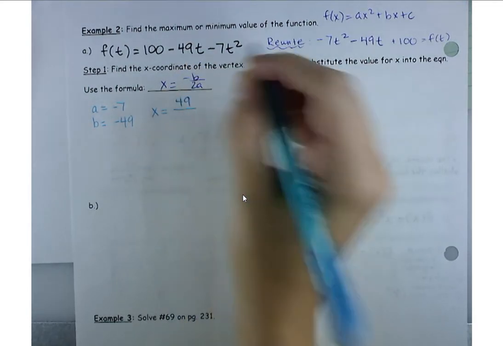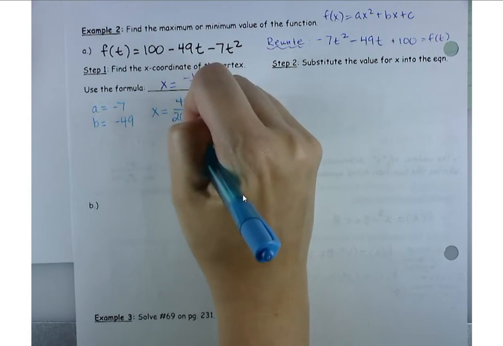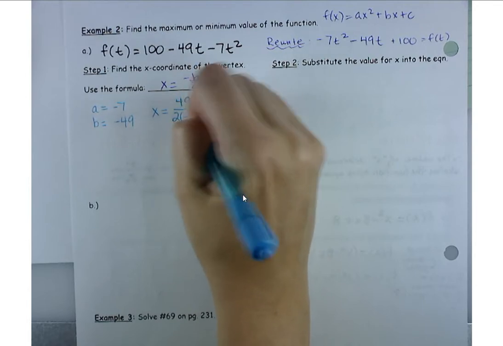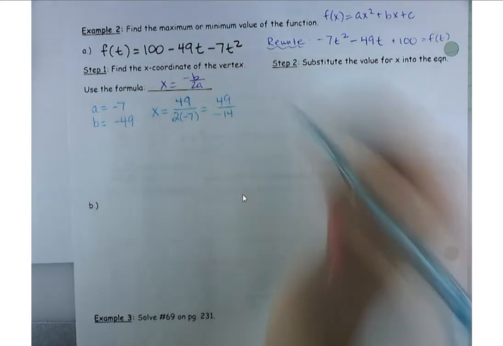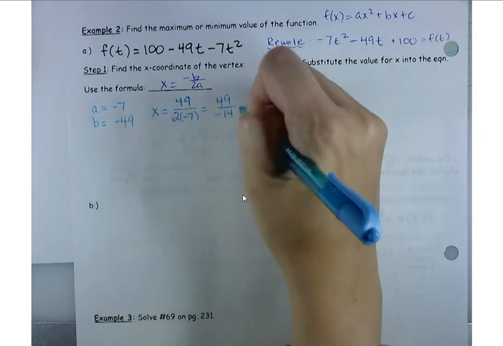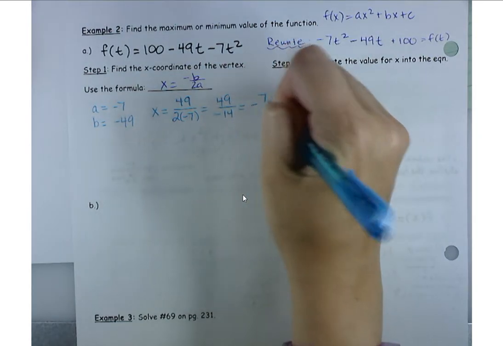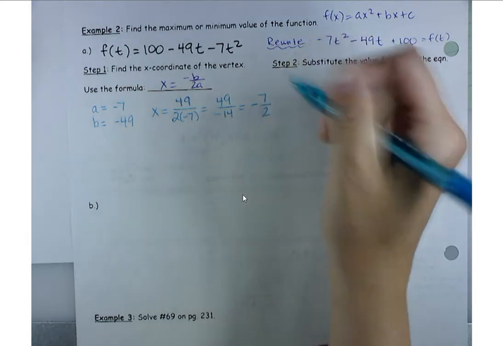Okay, and then Munir, what am I gonna have on the bottom? Negative 7. Close, 2 times negative 7. Yeah. Okay, so then I have 49 over negative 14. Can I reduce that at all? Yeah, what goes into both? Okay, so then if I divide by 7, I'll have 7 over 2. So that is going to be the x coordinate.